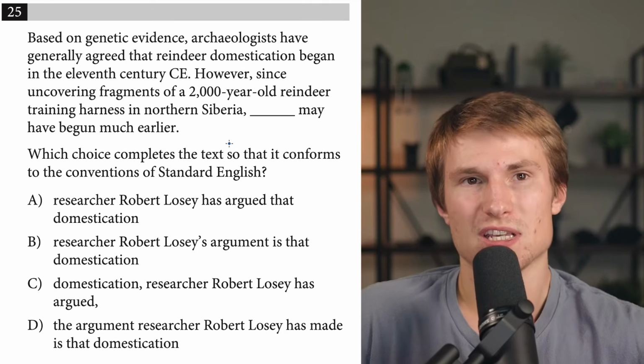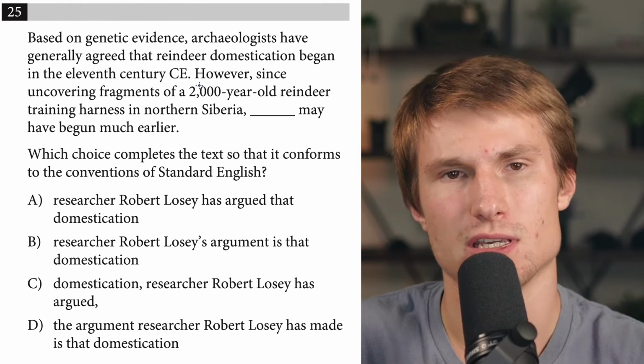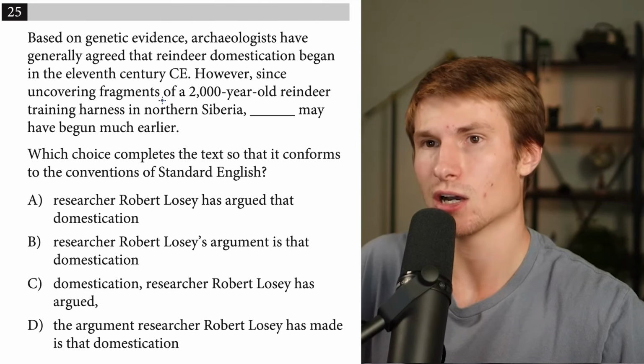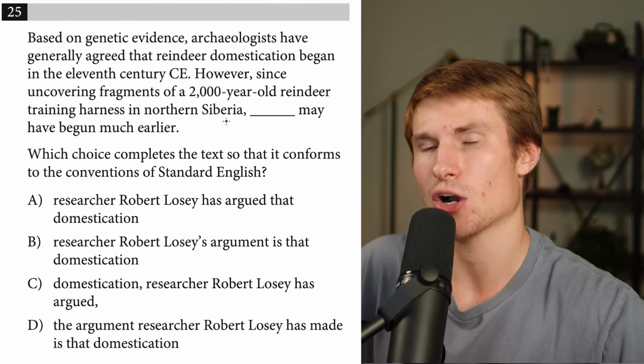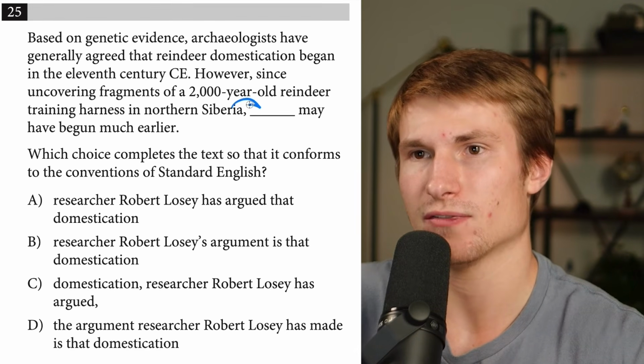Question 25. Based on genetic evidence, archaeologists have generally agreed that reindeer domestication began in the 11th century CE. However, since uncovering fragments of a 2,000-year-old reindeer training harness in northern Siberia, okay, well, this is an introductory modifier, modifying whatever comes after it.